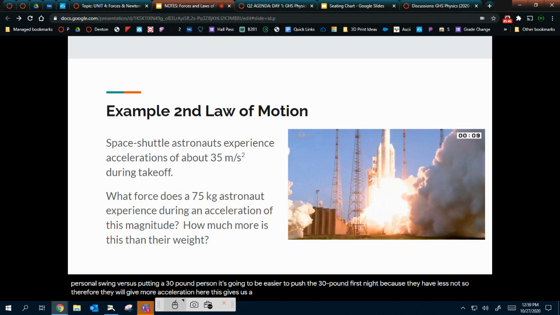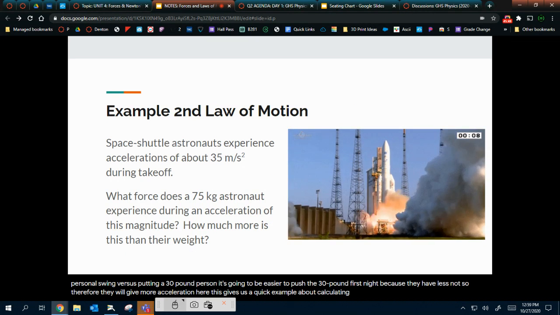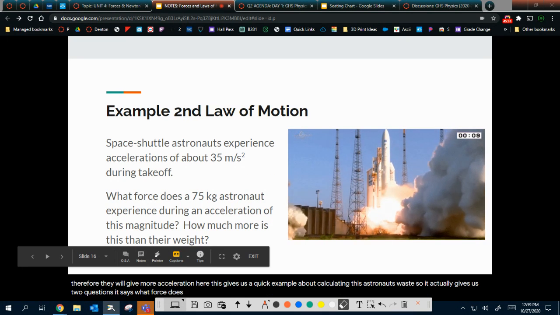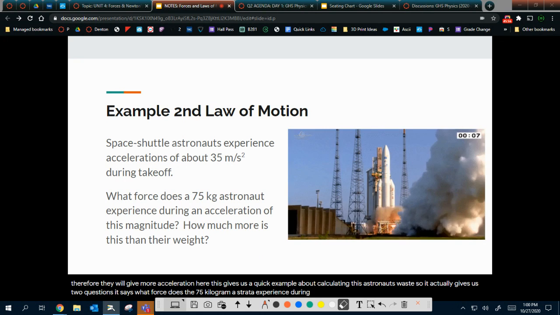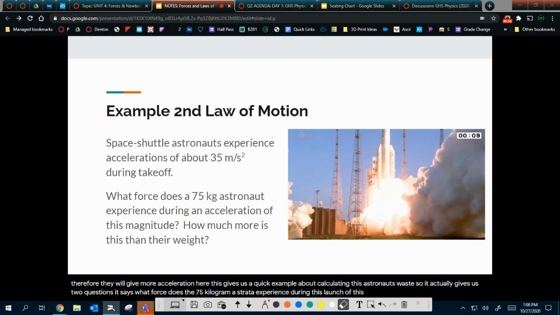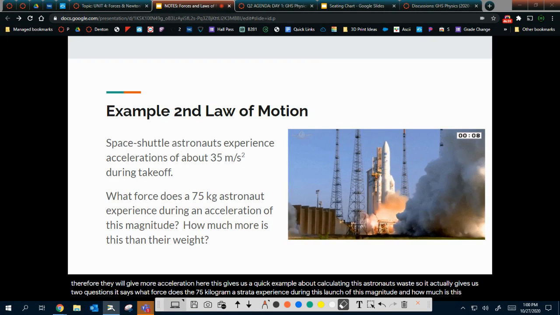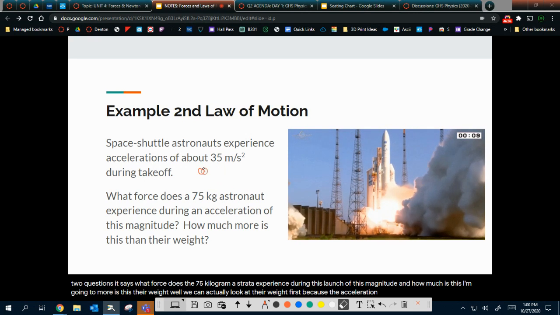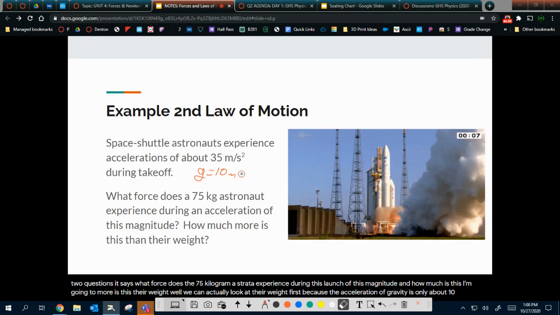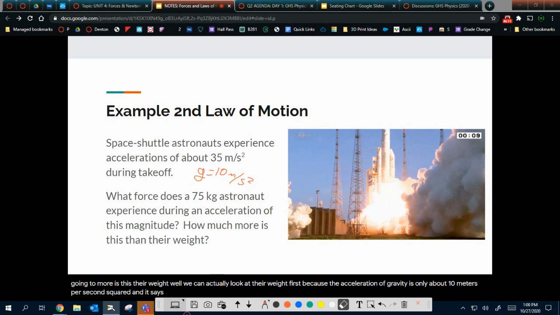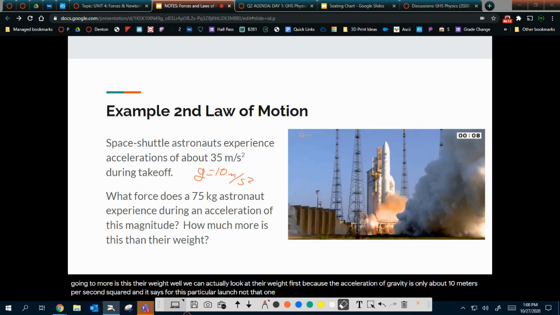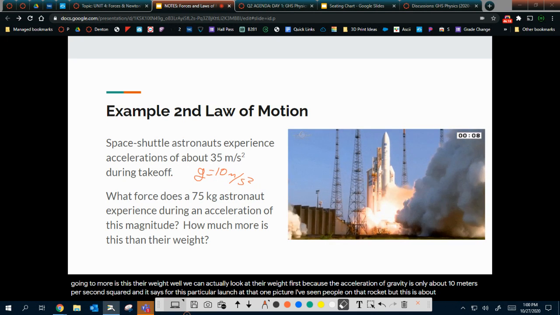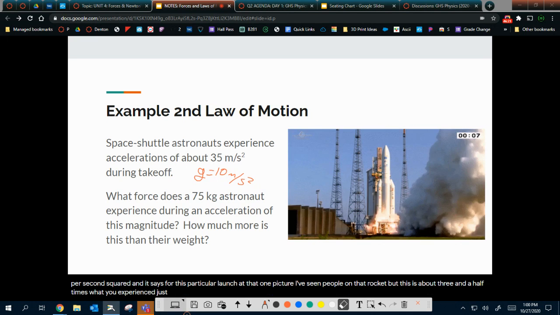Here, this gives us a quick example about calculating this astronaut's weight. So it actually gives us two questions. It says, what force does the 75-kilogram astronaut experience during this launch of this magnitude, and how much more is this than their weight? Well, we can actually look at their weight first, because the acceleration of gravity is only about 10 meters per second squared. And it says for this particular launch, not that one pictured, there's actually no people on that rocket, but this is about 3.5 times what you experience just sitting here on Earth.